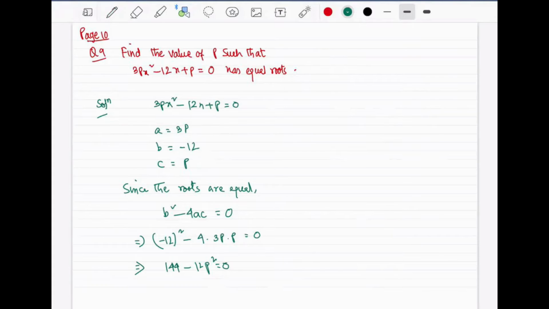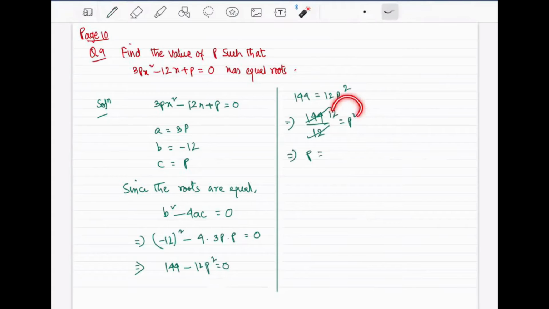Okay, let's continue on the side. 144 is equal to 12p squared. We do transposition. Bring the 12 to the other side. 144 by 12 is equal to p squared. You cancel it, you are going to get 12. If I want the value of p, then the square goes to the other side as a square root. You know that when you take the square to the other side, it turns into a square root, but there should be a plus minus sign in front. I have already explained it in the earlier video, right? So plus minus root over what is remaining on the right hand side, 12.